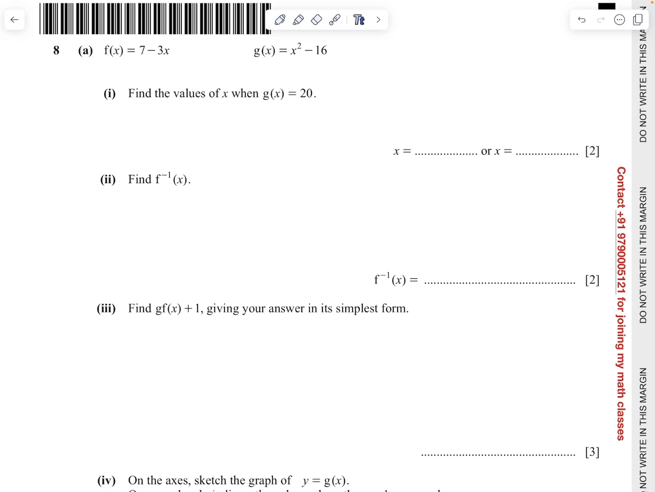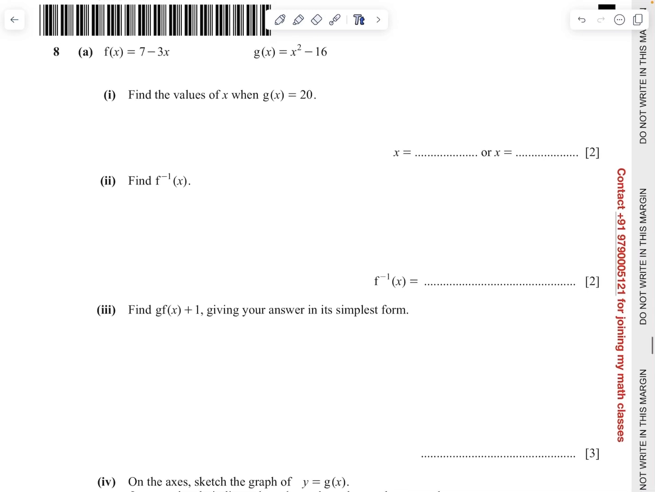Question number 8. Subdivision A. f of x is equal to 7 minus 3x. g of x is equal to x squared minus 16. So the first question says, find the values of x when g of x is equal to 20.